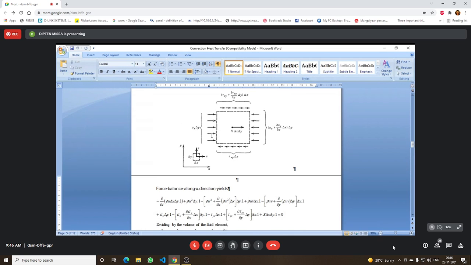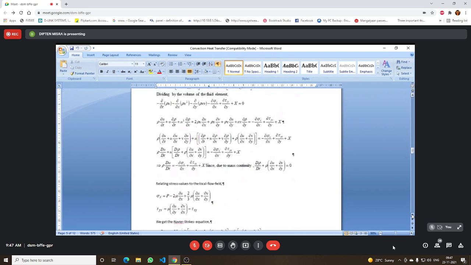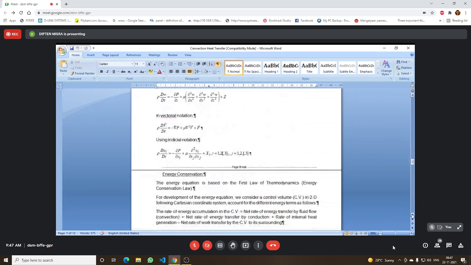Whereas this will be called, not tau xx, you can call it sigma xx. That is, it is acting on a face which is normal to the x-axis, and also the direction of the force is along the x-axis. So the first index of a stress tensor should indicate the plane on which the stress is acting.